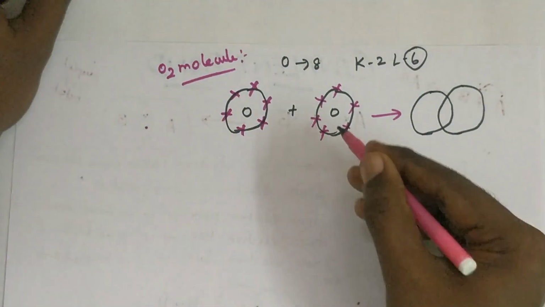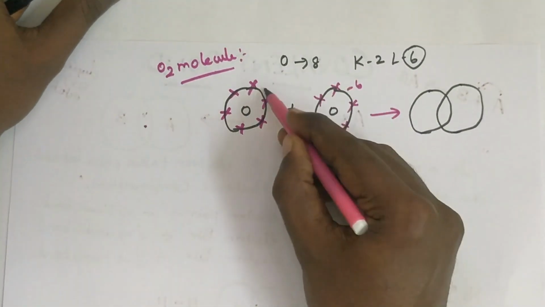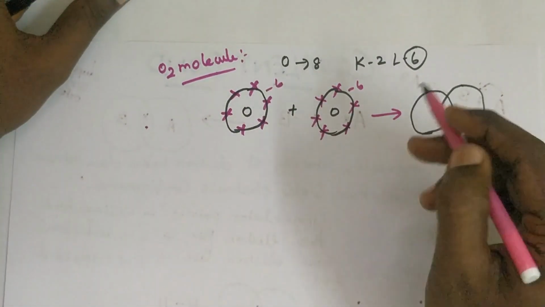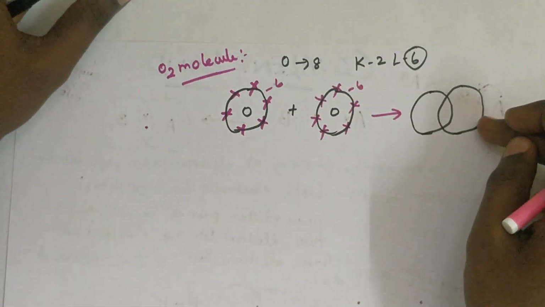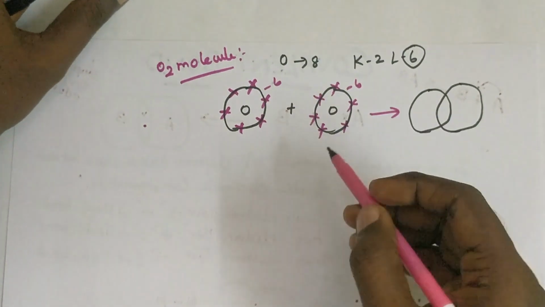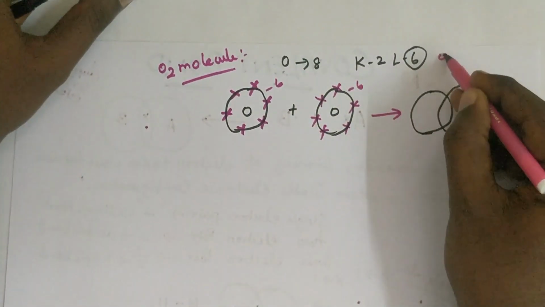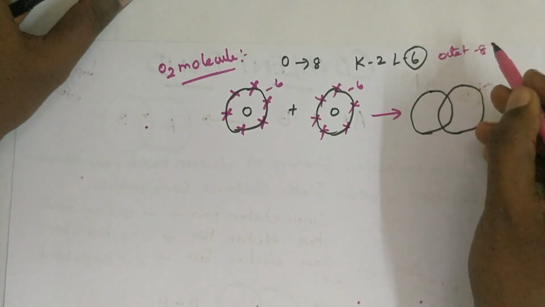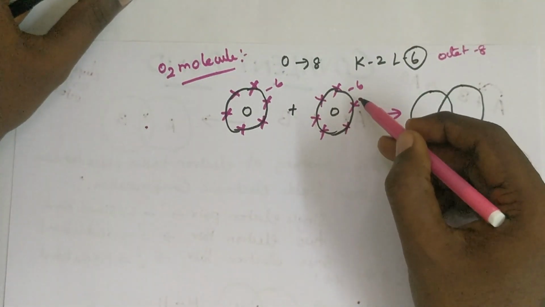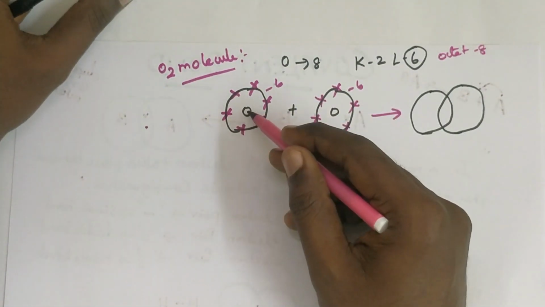You see, this atom contains 6 electrons. This also contains 6 electrons. So I said once a molecule is formed, both the atoms should attain stable electronic configuration. For this oxygen to attain stable configuration of octet, octet means 8, it needs 2 electrons. So this oxygen needs 2 electrons and this oxygen needs 2 electrons.